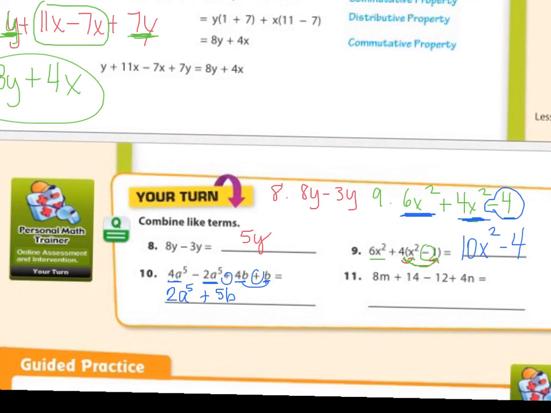Okay? Remember, you're looking for like terms. Here's 8m. Do you see any other m's? No. Okay, here's a 14 that is just a constant without a letter, a variable. Here's a 12 without a variable. And here's a 4n. That n does not match anything either. There's no like terms. You can't put the m and the n together. They're different terms. Okay, so what do we have? We have 8m. And then what is 14 minus 12? 2. It's positive 2. So 8m plus 2. And then that n is all by itself, so plus 4n.